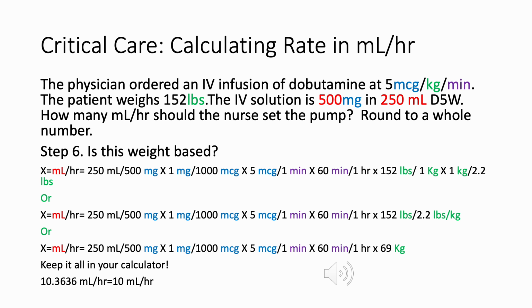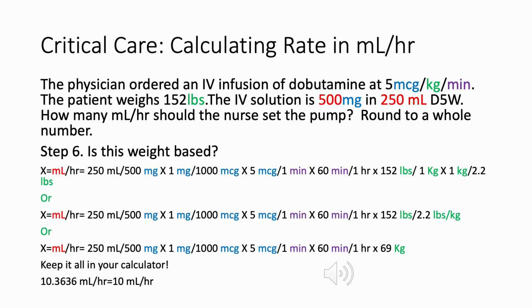So we're going to start with 250 and divide by 500. Multiply by 1 and divide by 1,000. Then multiply by 5 and divide by 1. Then multiply by 60 and divide by 1. Then multiply by 152 and divide by 1. Then multiply by 1 divided by 2.2. Now, just be careful. Always use the ones because some people skip that step, and if you skip that step, you may make a mistake. Okay, so that's how to keep it all in your calculator.